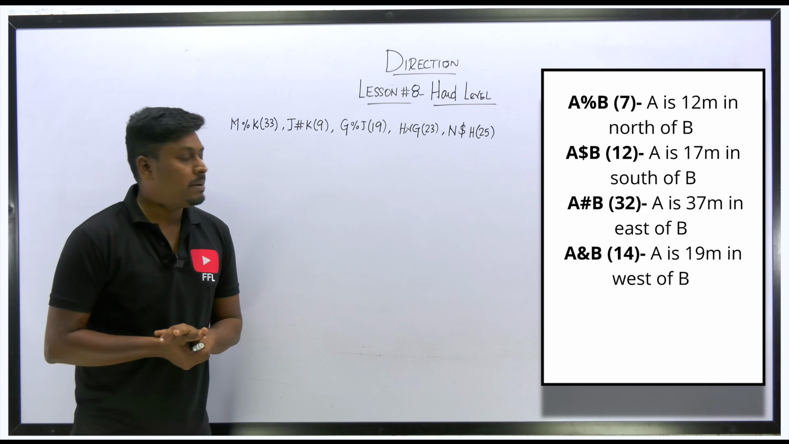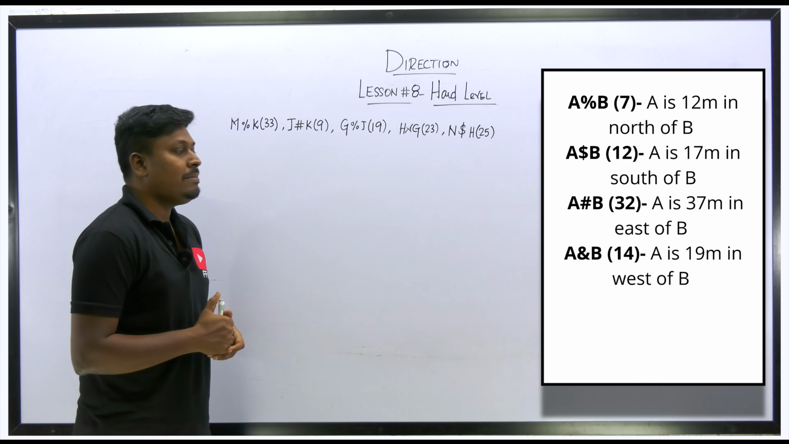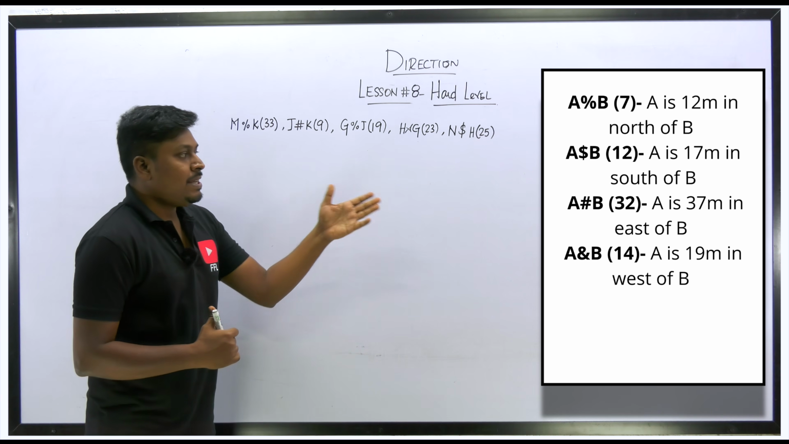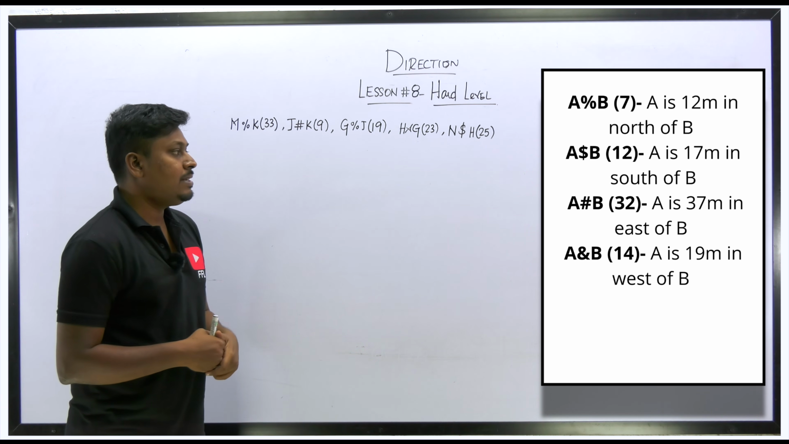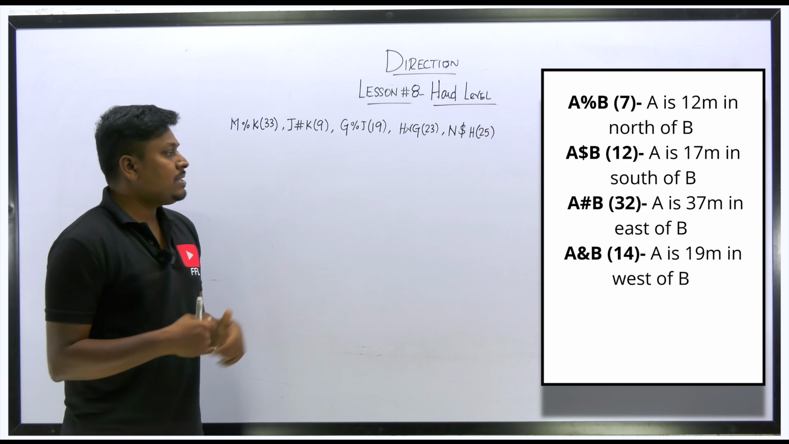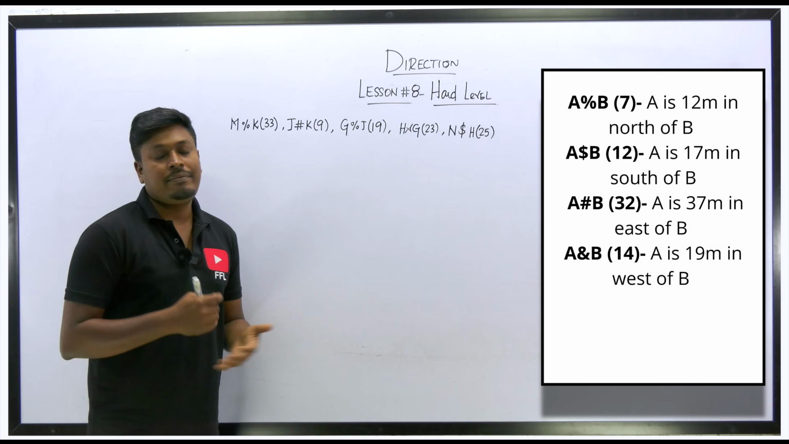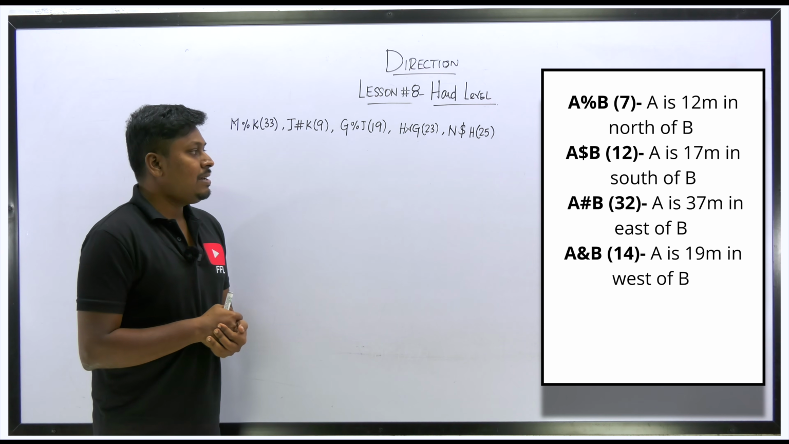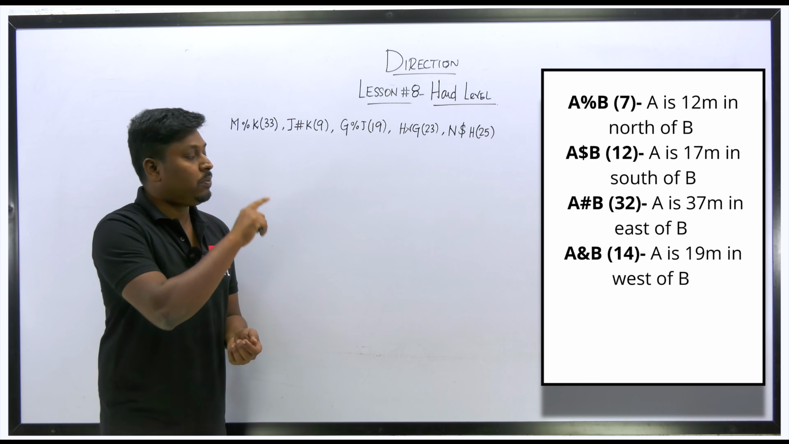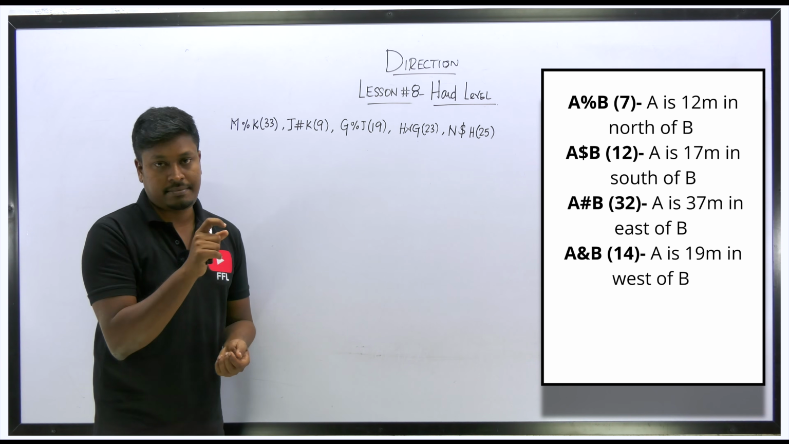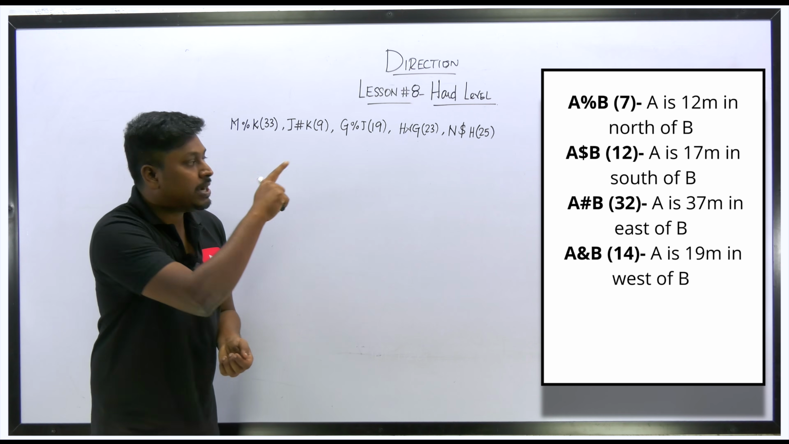So here is question number 2. A percentage B, bracket 7. A is 12 meter to the north of B. By seeing this question, we can easily decide that there are symbols as well as numbers, so it is a model number 2 question. If it is model number 2, you have to first analyze the question properly and then start solving. Just see, A percentage B 7. Here the value is 7, but while considering, they are taking it as 12 meter, which means addition of 5. From the given number, adding 5 becomes 12 meter.